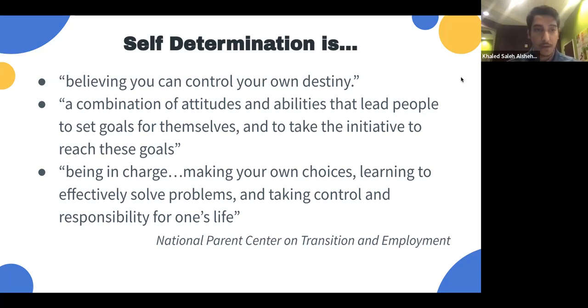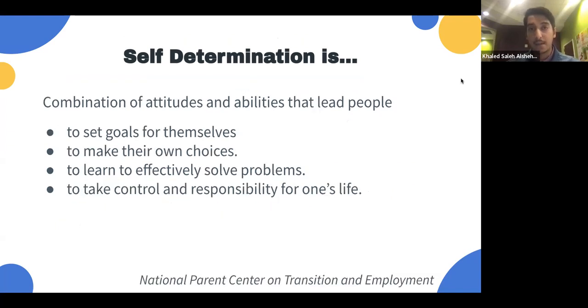Also, there is another definition: being in charge, making your own choices, learning to effectively solve problems, and taking control and responsibility for one's life. So as I said, self-determination is really hard to describe. And it's our job as teachers or as researchers to simplify this definition or this idea for people so they can understand it, and also to empower people with disabilities to practice self-determination.